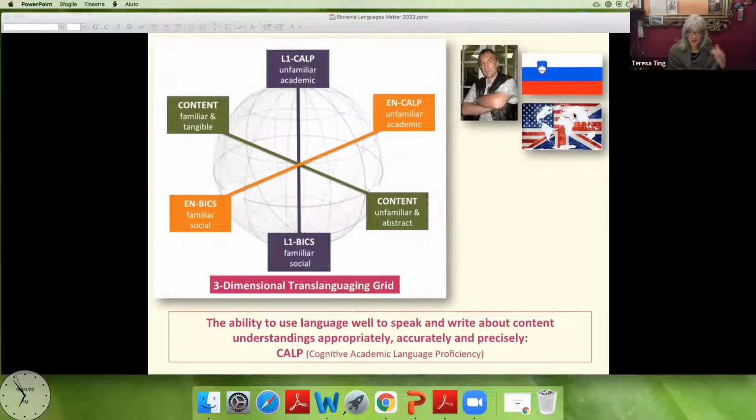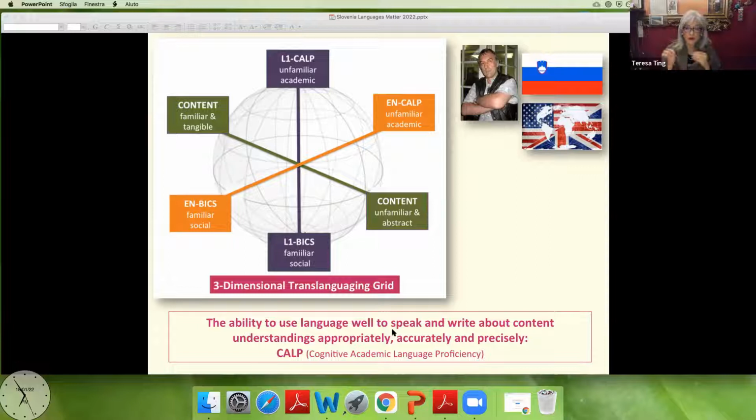So, here we are. The ability to use language well to speak and write about content understandings appropriately, accurately, and precisely. What have we done? We've used tasks, which are solvable problems, to solve together, which puts students into flow for the amount of time they can flow for. We don't need to have them flow for 3 days. We just need to have them flow for a little bit.